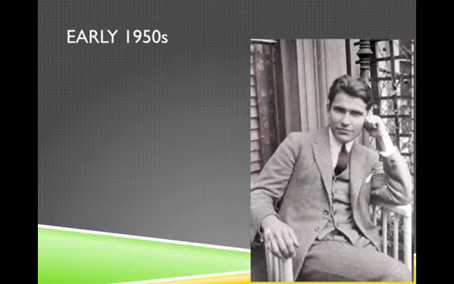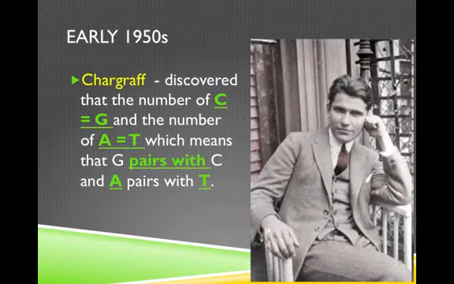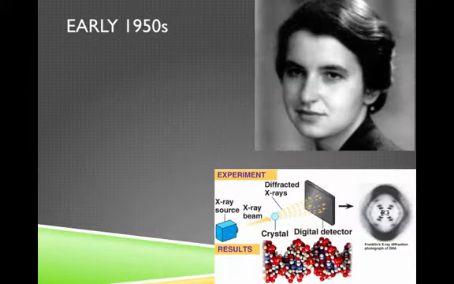So the scientists that you need to know. The first one is Chargaff, and he discovered that the number of C's was equal to the number of G's, and the number of A's were equal to the number of T's in DNA, meaning that G pairs with C and A pairs with T. So if we know the number of A's, then we know the number of T's. He gave us our base pairing rules.